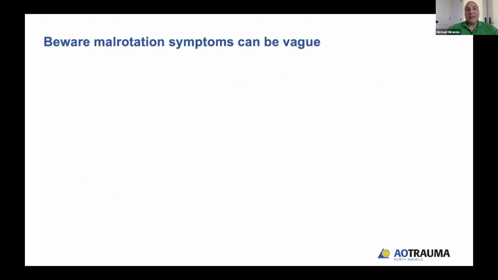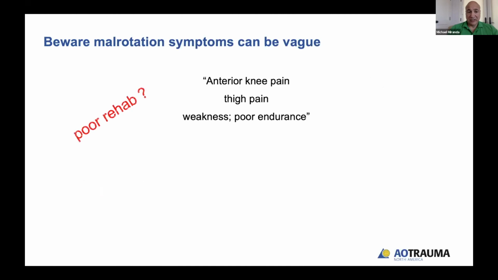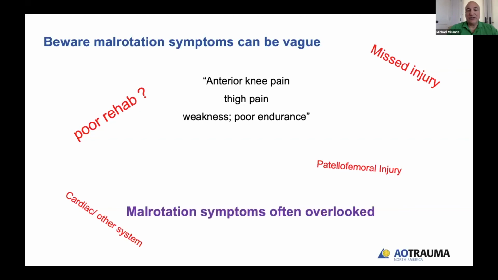With regard to history, malrotation patients can have very vague symptoms. This woman has anterior knee pain, thigh pain, weakness, poor endurance. I mean, that's a number of different potential etiologies. It could have just been poor rehab, right? She has some quad weakness that gives her some anterior pain. She could have a missed injury. She could have poor endurance because of her cardiac system or another system, or she could have had a patellofemoral injury like so many of our femur fractures do. So there are a lot of different reasons why malrotation can be missed just on the history.